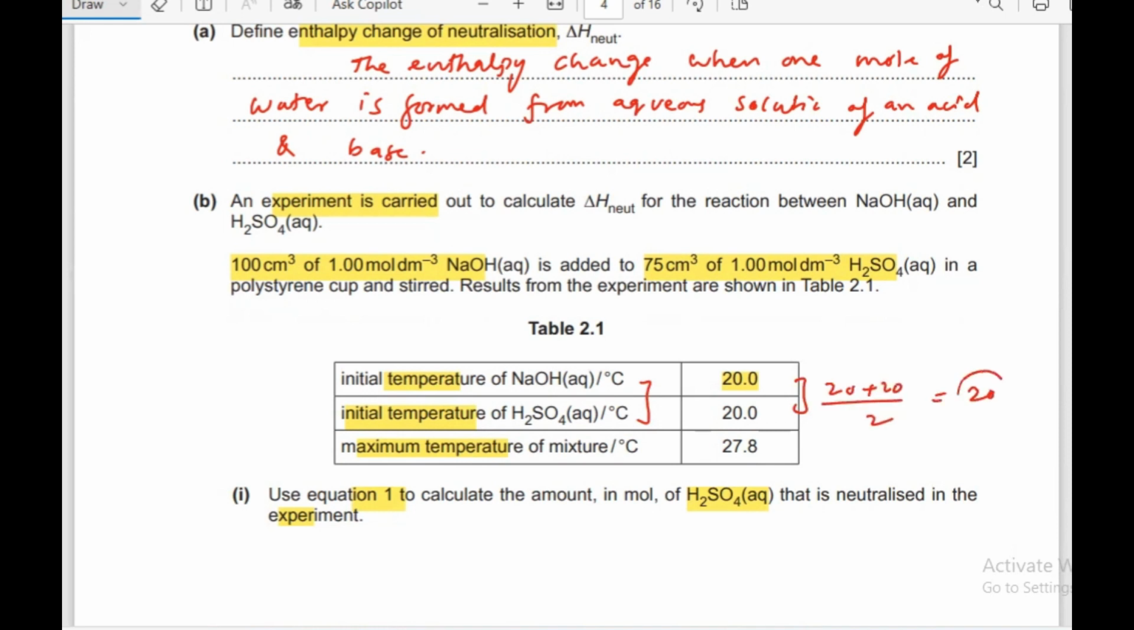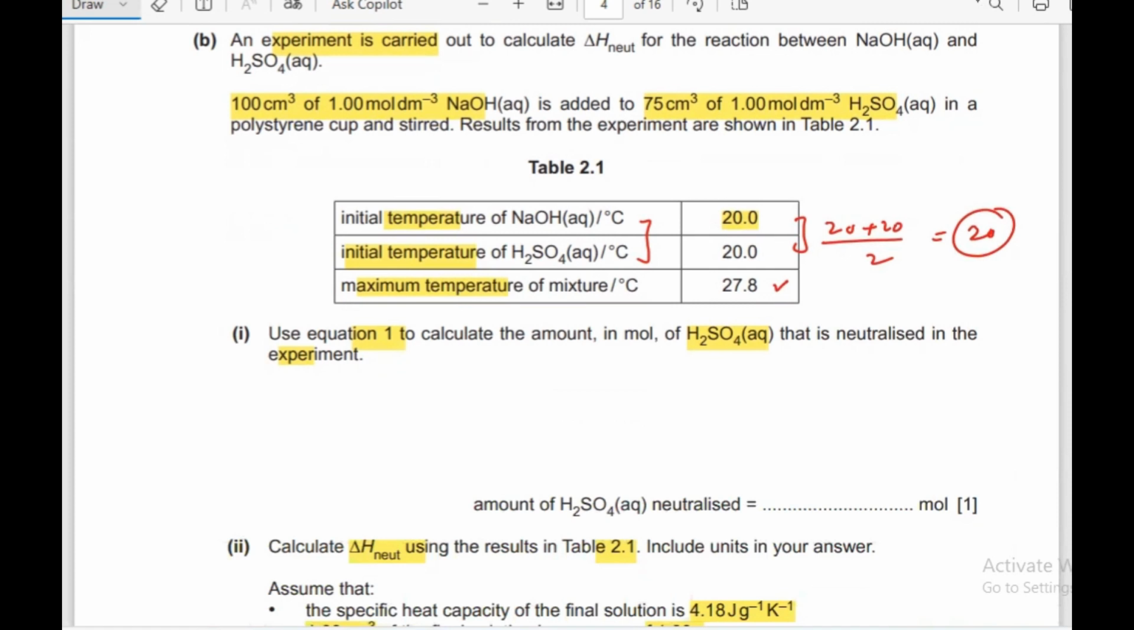We will get 20. So if they have different temperatures, then you can take the average. Maximum temperature rise, that is 27.8. So the initial temperature was 20 and the maximum temperature was 27.8. It means this is an exothermic reaction.